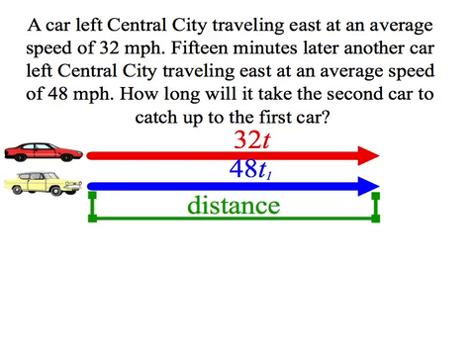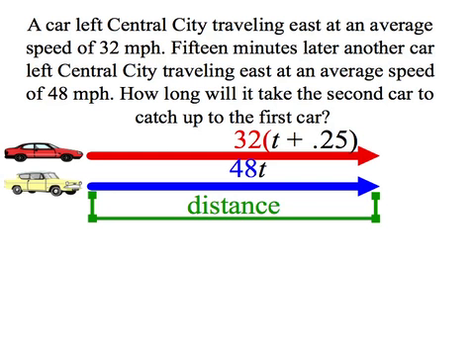15 minutes is 1/4 of an hour, or 0.25 hours. So we put t plus 0.25 in parentheses to represent the time of the first car that had the head start. The second car can just be t. And that'll answer our question, because the question is, how long will it take the second car to catch up to the first car? So we can find out a value for t that will answer our question.